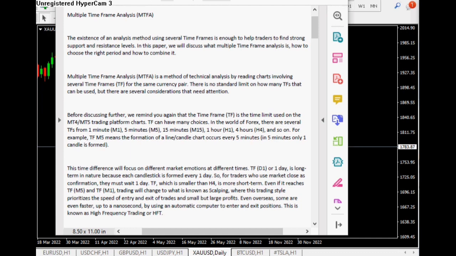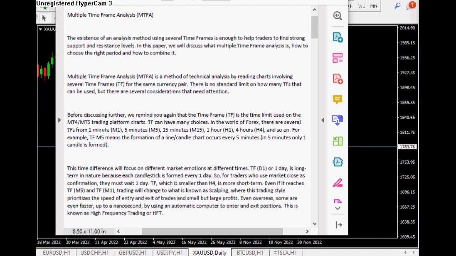Multiple time frame analysis, MTFA, is a method of technical analysis by reading charts involving several time frames, TF, for the same currency pair. There is no standard limit on how many TFs can be used, but there are several considerations that need attention. Before discussing further, we remind you again that the time frame, TF, is the time limit used on the MT4-MT5 trading platform charts. TF can have many choices.